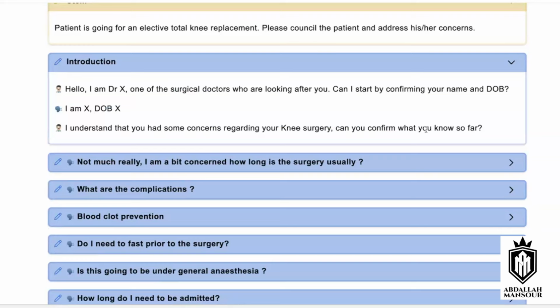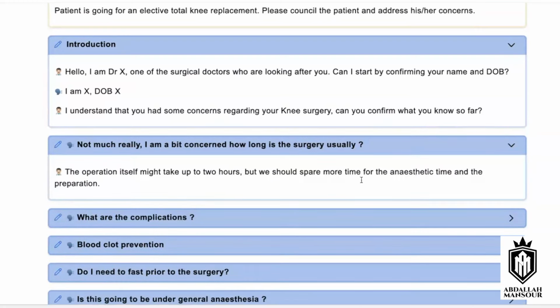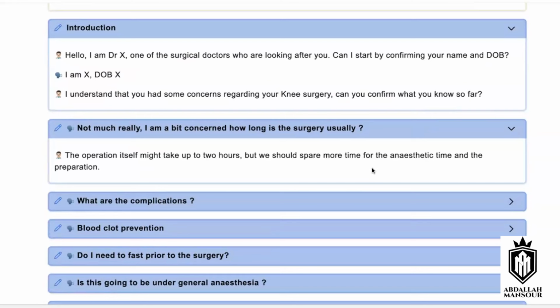Okay, so the operation usually takes less than 90 minutes, but it may take up to 2 hours with the anesthetic time and the preparation. And can I tell you about the complications now? Yeah, why not? What can you tell me first, how is it done? How is it actually done, the total knee replacement? Okay, so we're going to implant a metal joint. I don't know what exactly.